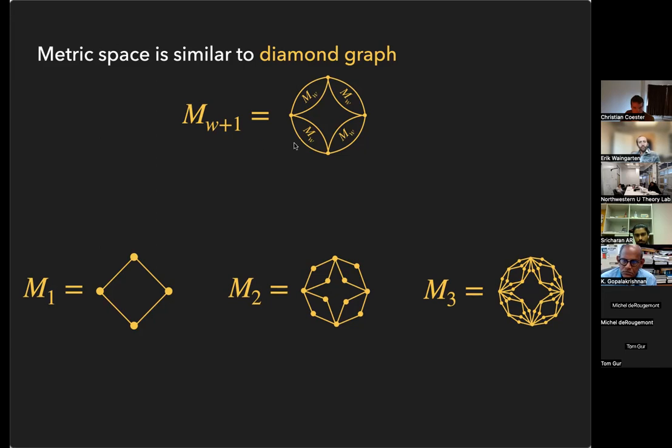So they are just constructed by taking 4 copies and gluing them together. So these are the first 3 diamond graphs. And yeah, I think it's quite interesting that these metrics play an important role here as well. So as I mentioned, instead of taking 4 copies, we use 6 that we glue together. So then the metric space looks like this.